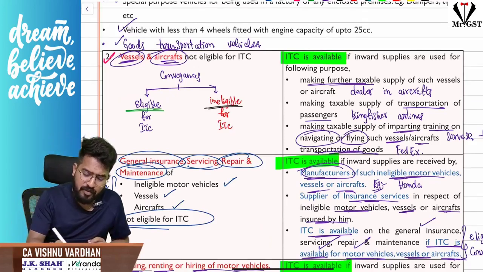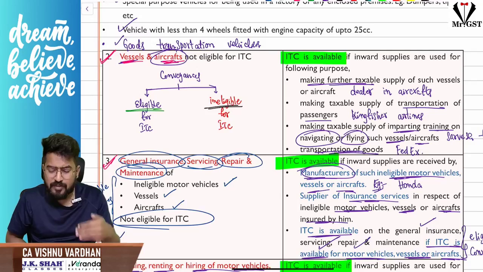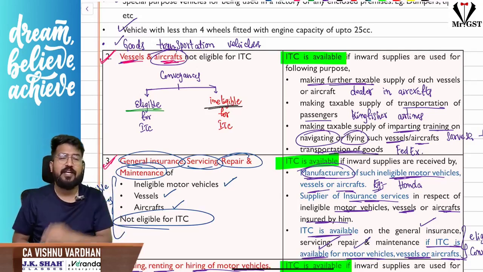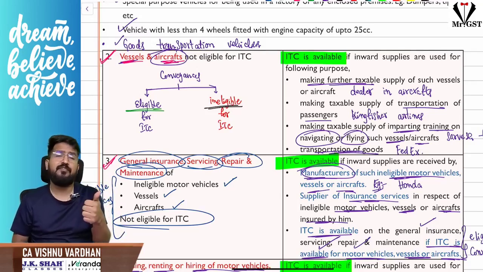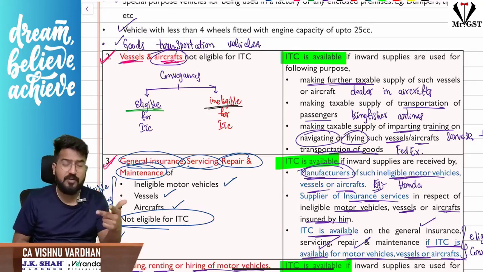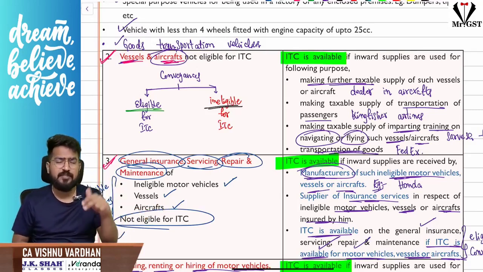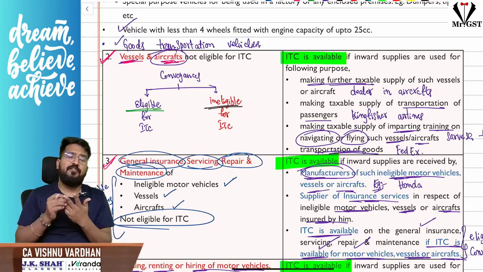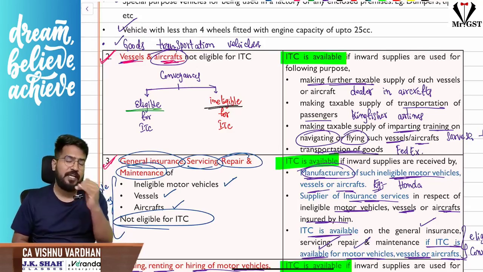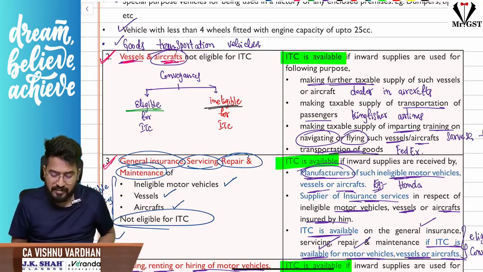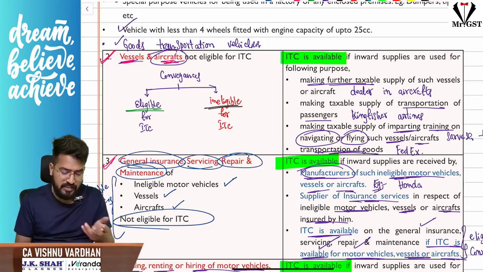The same provisions, whatever we have discussed just now, are equally applicable even for vessels and aircrafts. If you are buying vessels and aircrafts for business purpose, you cannot take ITC. But if you are buying them for transportation of goods, passengers, or further supply of such vessels or aircrafts, that means you are a dealer in aircraft or vessel, or for imparting training in flying or navigating skills, then you can happily take ITC. Otherwise, you cannot take ITC. Hope I am clear with this. So this is the second one.